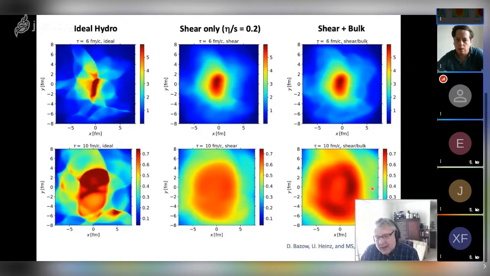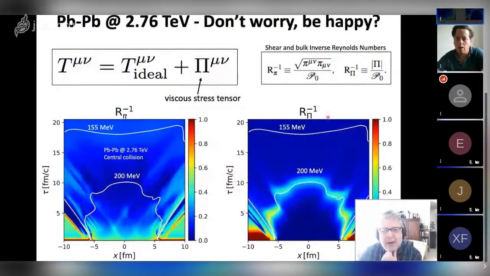Now, of course, the question is, should I trust this simulation? And how do we have some sort of control parameter in the code that tells us if things might be going wrong? That control parameter, Mike?